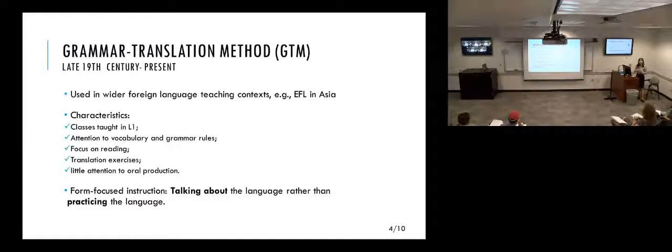So, that is to say, we believe GTM talks about the language rather than practices the language. How do you understand this? Talk about the language. They don't actually communicate in that language, so they don't use the language. Excellent point. Excellent point. Okay, do not communicate for meaningful purposes.